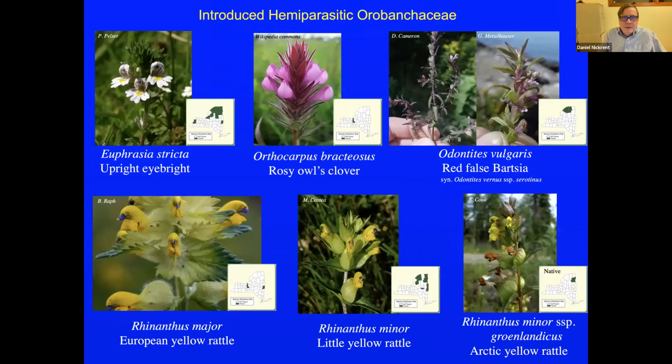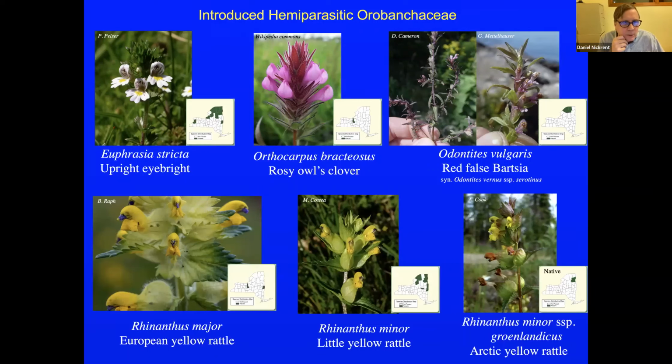Okay, more Orobanchaceae, but essentially everything you see here is introduced. I didn't realize New York had so many introduced Orobanchaceae. This is going to be fun to go out and find these. Euphrasia is a huge genus, over 300 species worldwide, occurs in Africa, New Zealand, Philippines, and New York. But this is one of them, Euphrasia stricta, the upright eyebright.